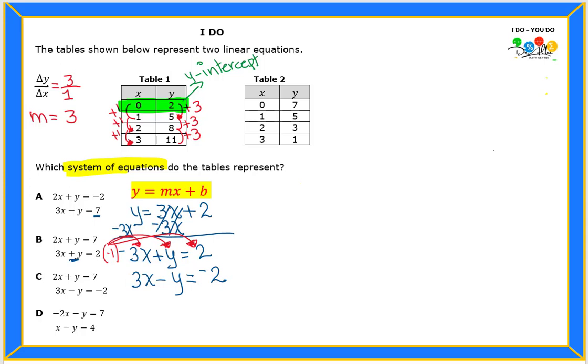Letter C, I got 3x minus y equals -2. That looks very much like mine. So I think we're on the right track over here. And the last one, letter D, do you see anything? I don't even see the 3x. So it looks like C is going to be my answer, but you know what? We can go ahead and do table number 2 and make sure that I get the same equation, 2x plus y equals 7.